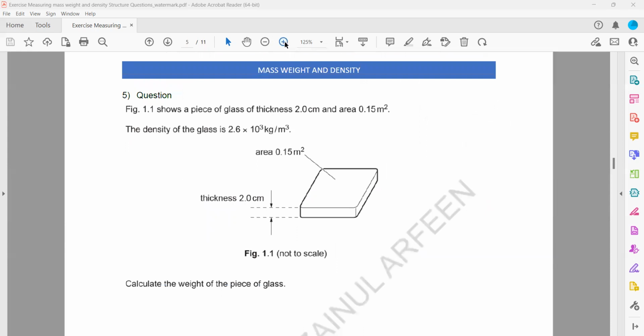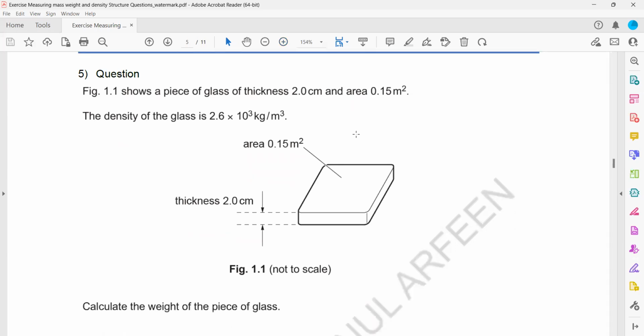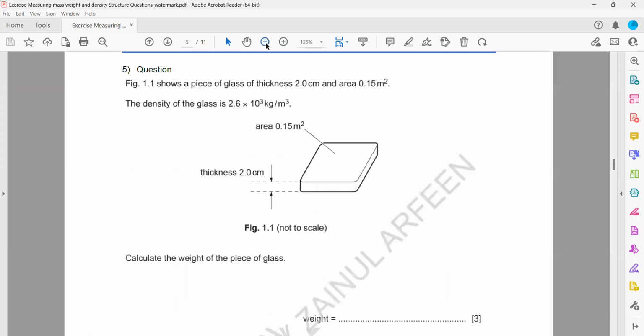Question 5. Figure 1.1 shows a piece of glass which is 2 centimeter thick and the area is 0.15. The density of the glass is 2.6 times 10 to the power 3. Calculate the weight. So how to work out the weight? Because to get the weight, we need mass and gravity. So we know weight is mass multiplied by gravity. We have the gravity, which is 9.8, but we don't know the mass. So first we have to find the mass.